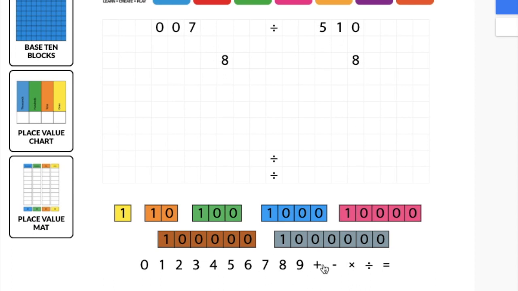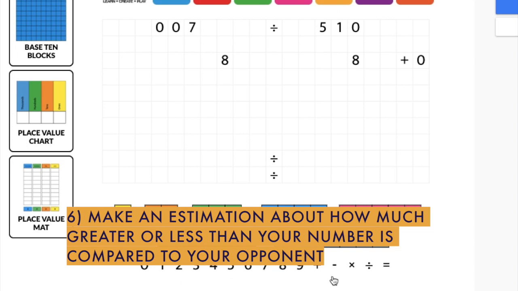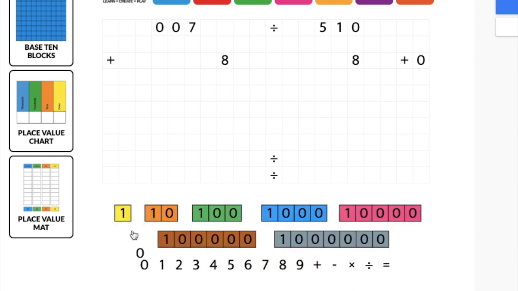And right now, nobody is winning or losing. So I'm going to write +0. They have no more points than I do. And then I'm going to write +0 on this side for mine because I have no more points than they do. Nobody's winning right now. We are going to then roll again.